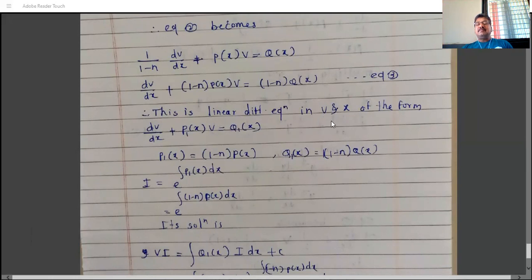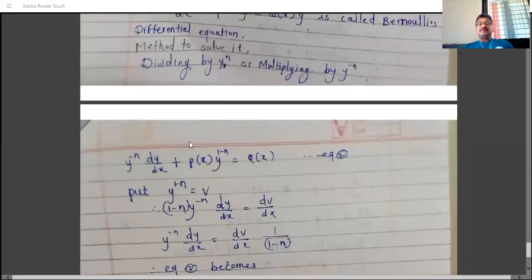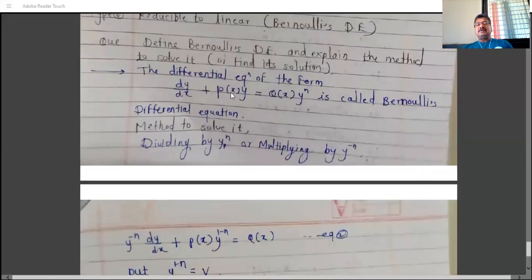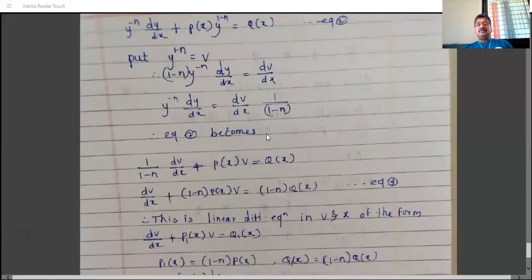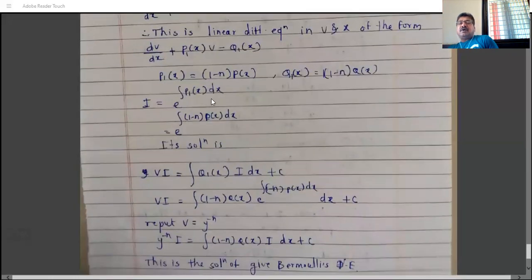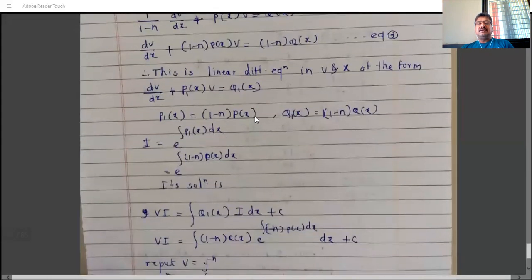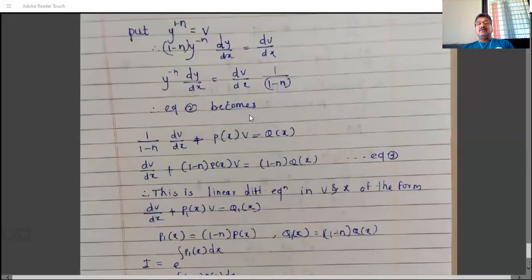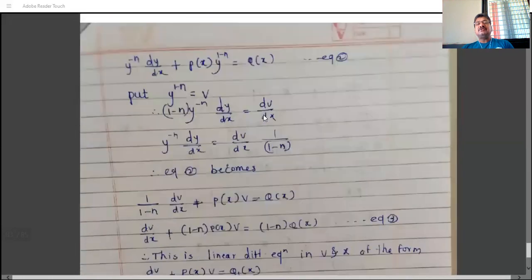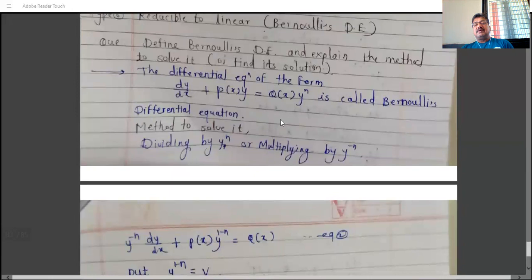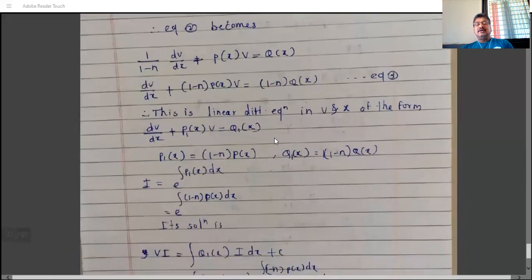What is the linear differential equation in y and x? dy by dx plus P(x) y is equal to Q(x). If instead of y you write v, then we get the linear differential equation in v and x. So due to this substitution, the given Bernoulli's differential equation, which is not linear, is converted to a linear differential equation.